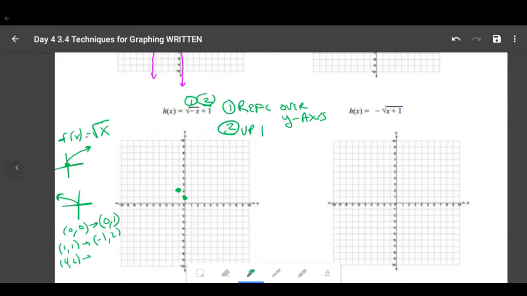So instead of being at 4, 2, which would be over here, that's now going to be reflected. So that's going to go instead to the left-hand side into quadrant 2. And that's going to instead result at negative 4. And instead of being at 2, shifting up 1 makes it at 3. So I have negative 4, I'm going to go up to 3.